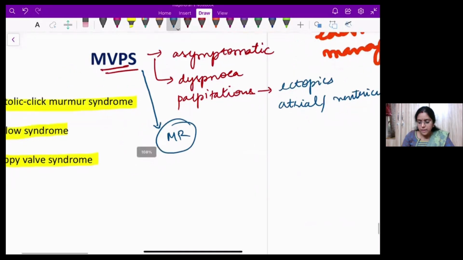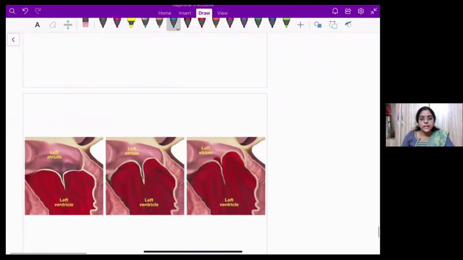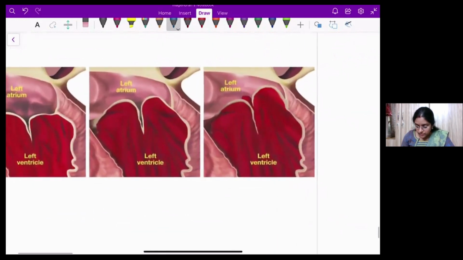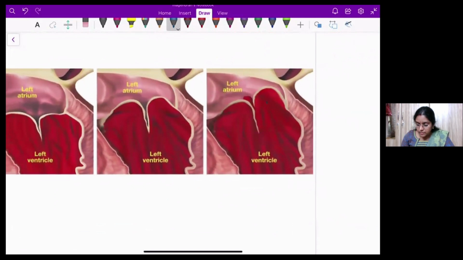Okay, why is it called a systolic click-murmur syndrome? Because in the systolic phase, there is a click because of the movement of the mitral valve. Because of the prolapsing of the mitral valve, there is some amount of a click produced. That is called a systolic click syndrome. So you can see here what happens. This mitral valve leaflet is prolapsing into the left atrium, and there is some amount of regurgitation happening.